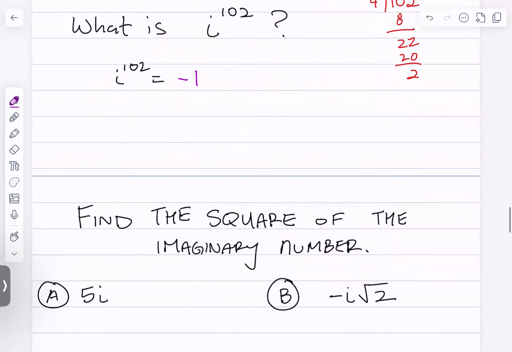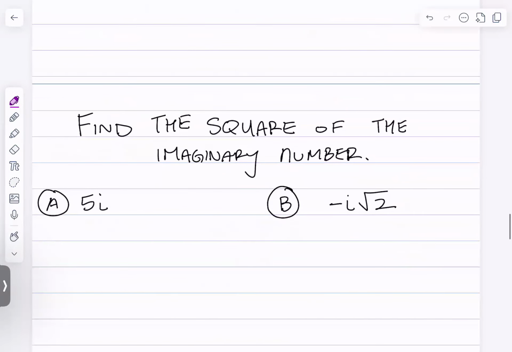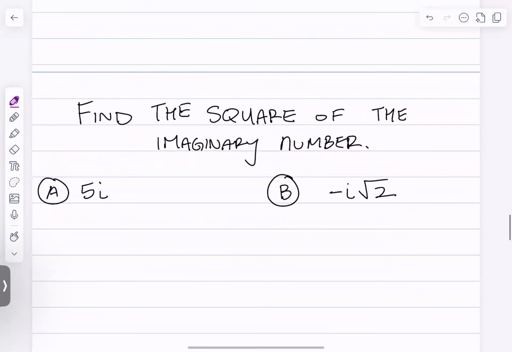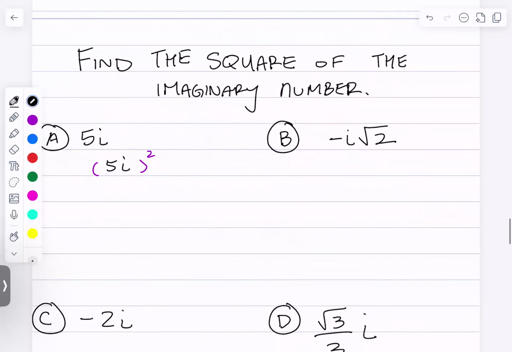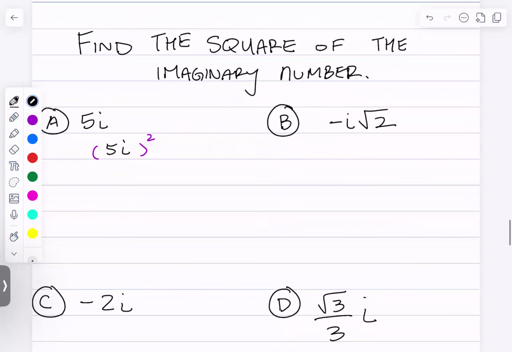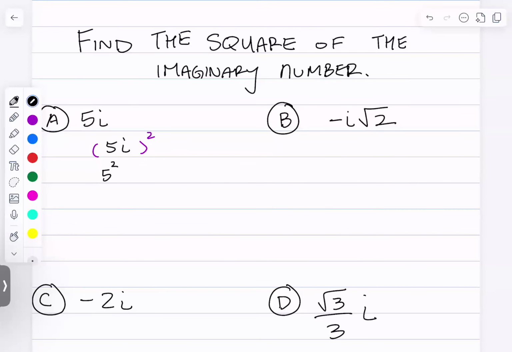Now we are going to find the square of the imaginary number. So here, 5i squared, right? Getting the value of that would be 5 squared times i squared. 5 squared is 25 times i squared is -1. So this is -25.